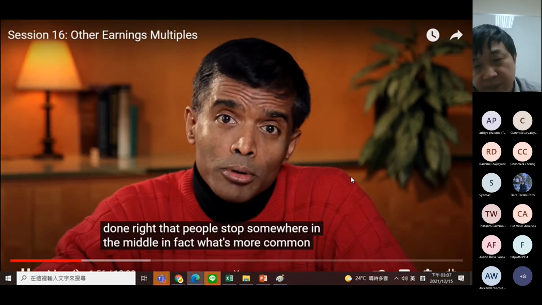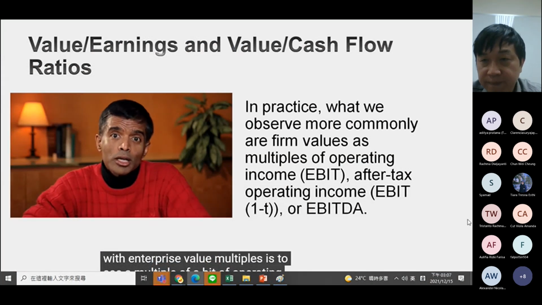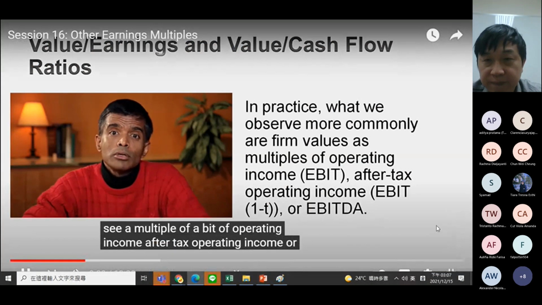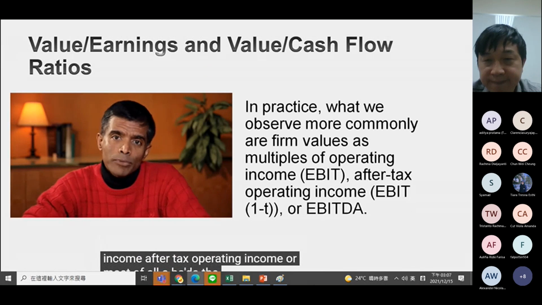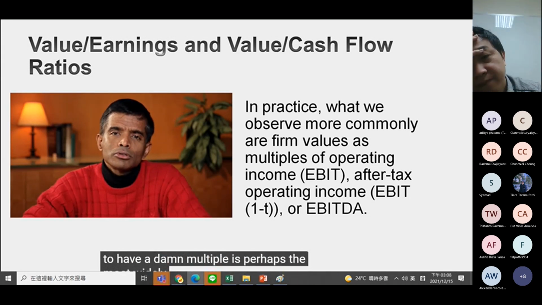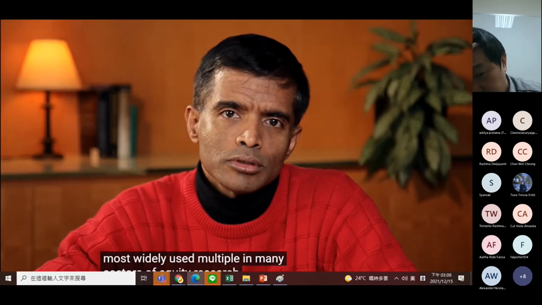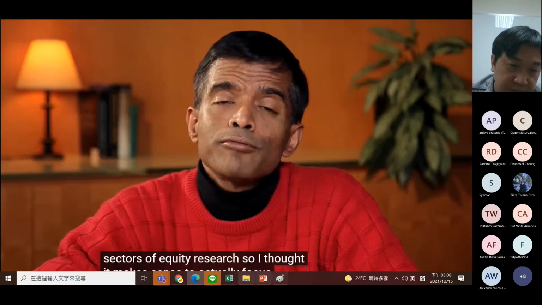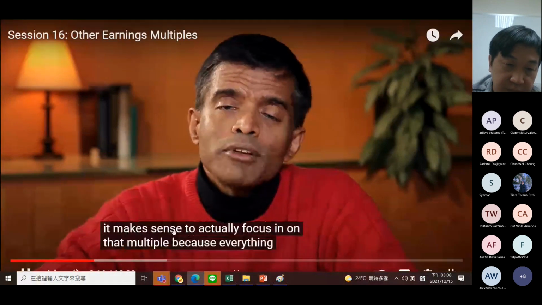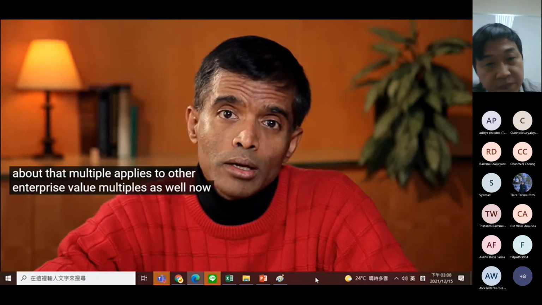In fact, what's more common with enterprise value multiples is to see a multiple of EBIT, operating income, after-tax operating income, or most of all, EBITDA. The enterprise value to EBITDA multiple is perhaps the most widely used multiple in many sectors of equity research. So I thought it makes sense to actually focus in on that multiple because everything I say about that multiple applies to other enterprise value multiples as well.